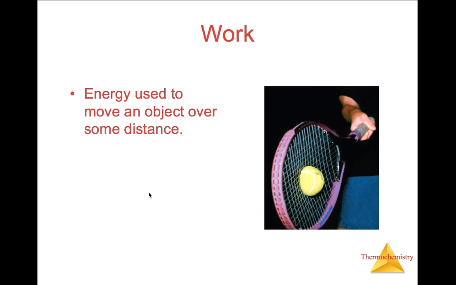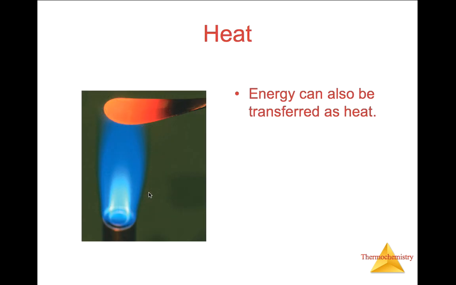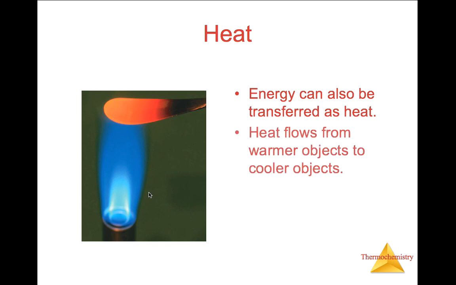Work is a type of energy that's used to move an object over some distance. Work is equal to force times distance, where W is work, F is the force, and D is the distance over which the force is exerted. In chemistry, we don't look at work that often, other than the work that's done by chemicals when they expand or contract. Usually the work is called pressure or volume work. Generally in chemistry, we look lots of times at heat energy. Energy can be transferred in the form of heat as it flows from warmer objects to cooler objects.